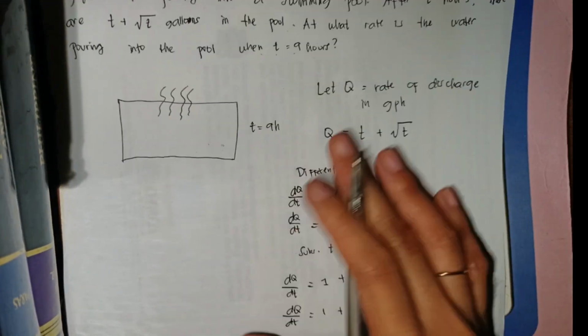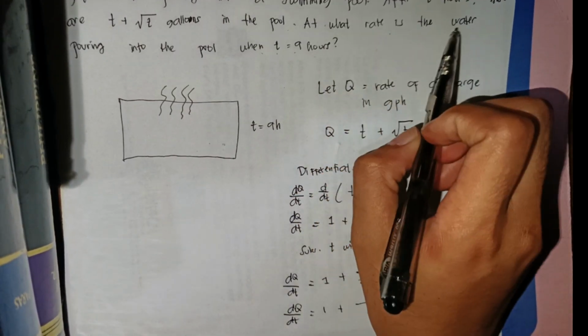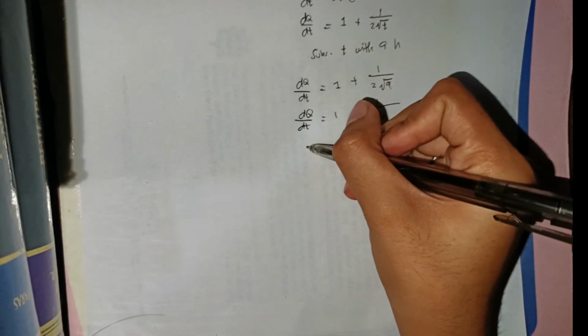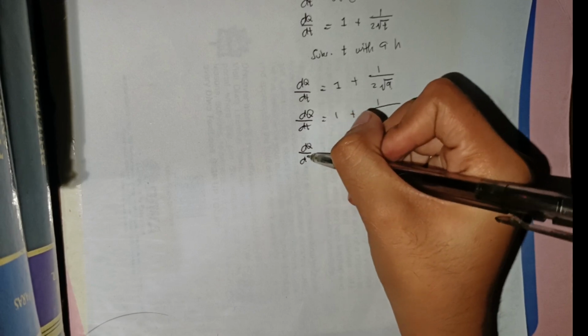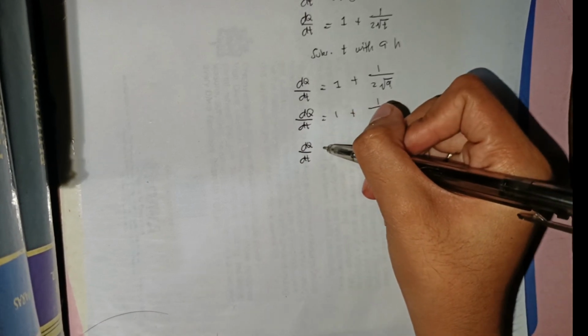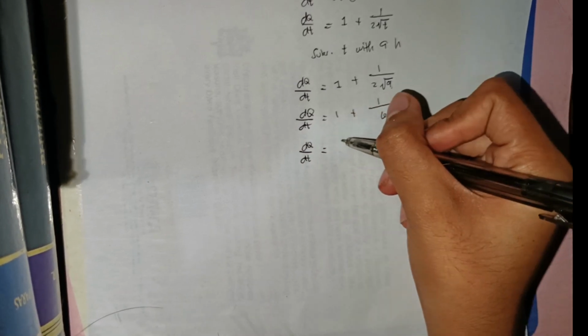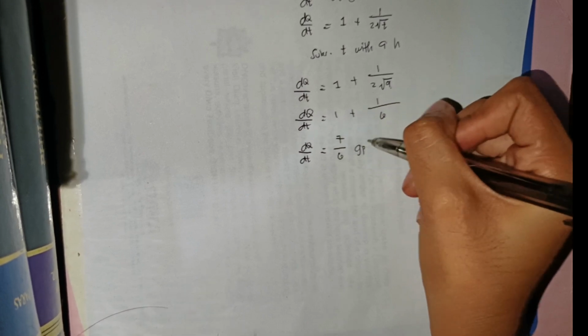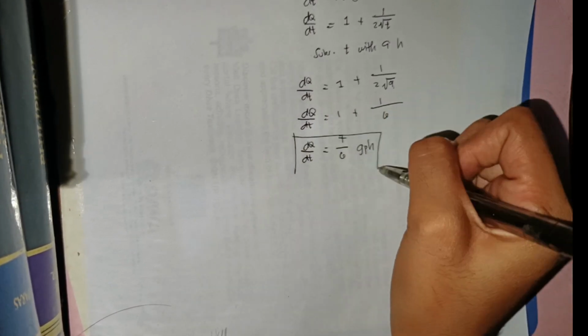At what rate is the water pouring into the pool when t is equal to 9 hours? So, the rate is equal to dq/dt is equal to 7/6 gallon per hour.